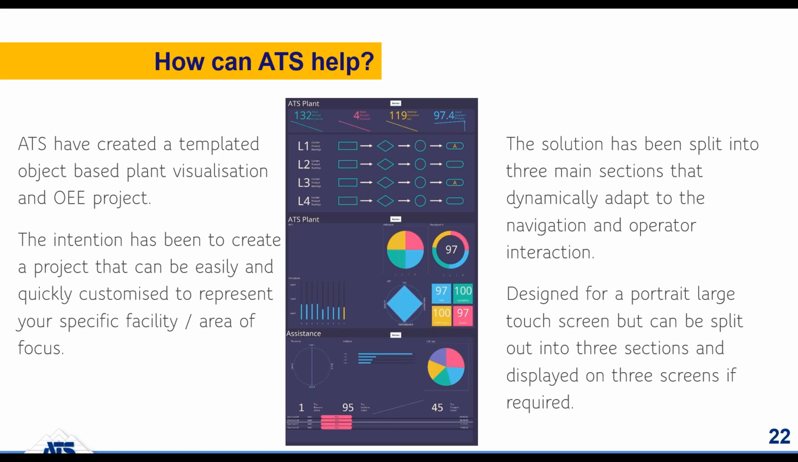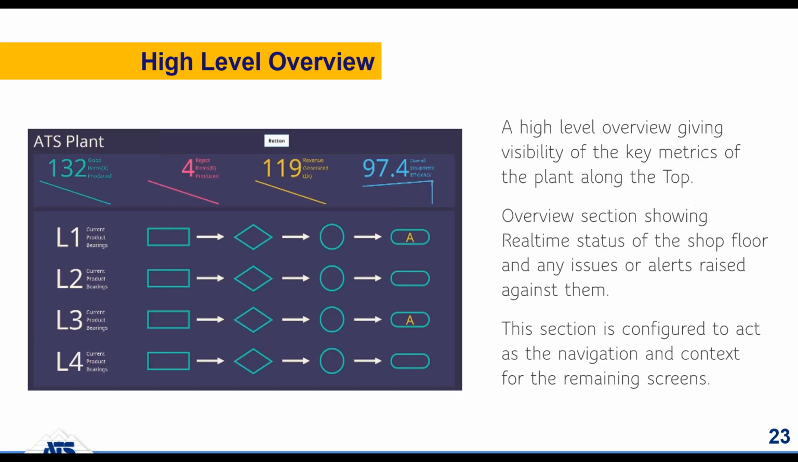You can have it in portrait or landscape, on mobile devices or on a PC. As you can see, this is a mobile layout. You can drill down to each section as required. Here we have a high-level overview of your plant, giving visibility of the key metrics of the plant. You can see the key metrics on top: good and reject counts, the revenues, and equipment efficiency. And you see the line.